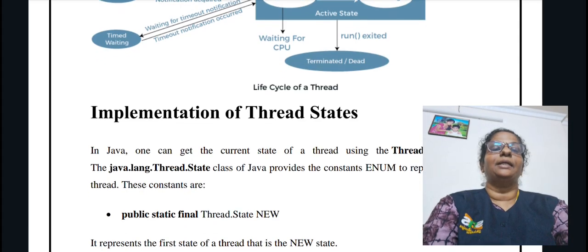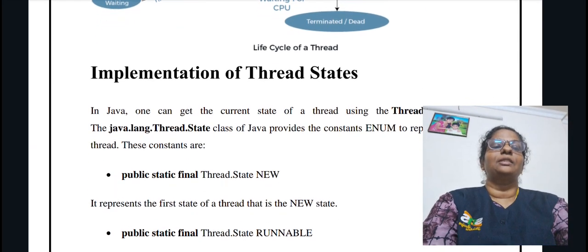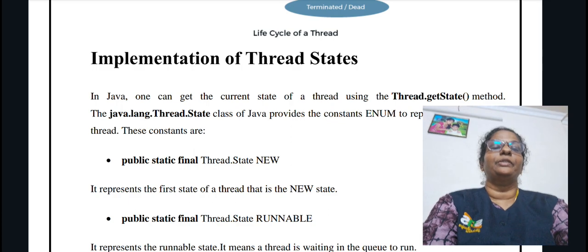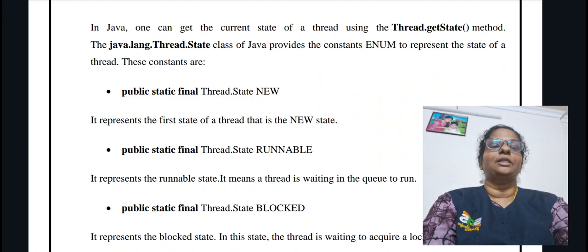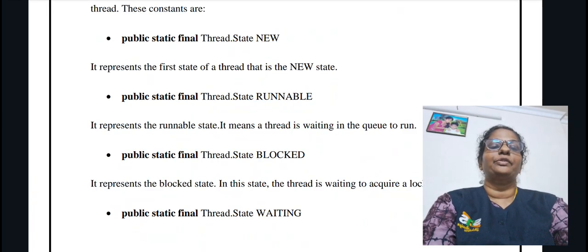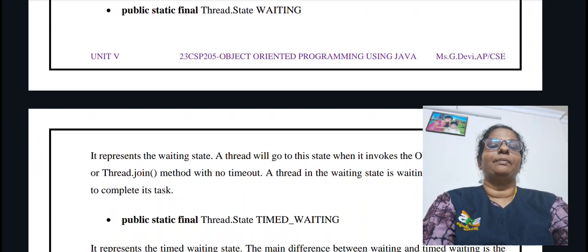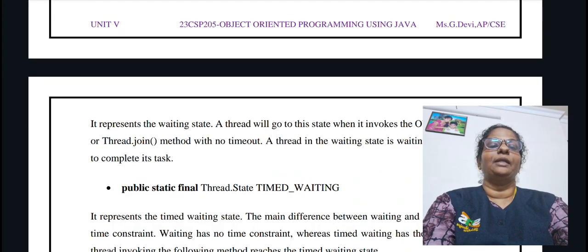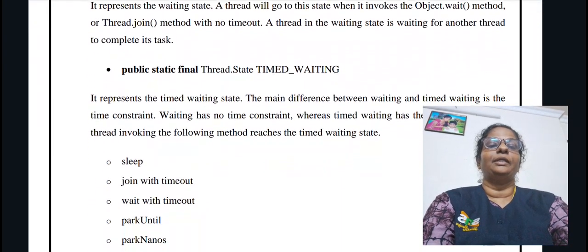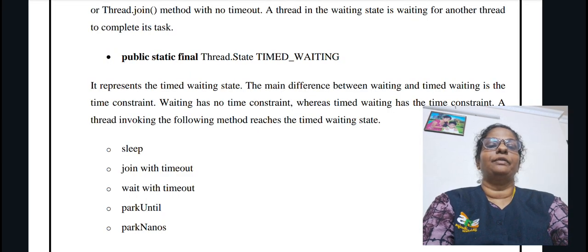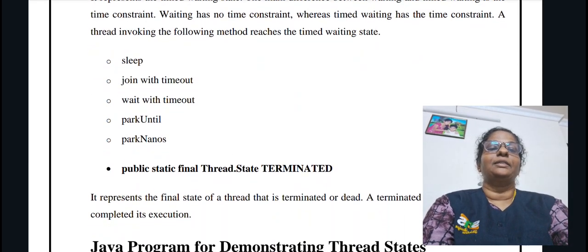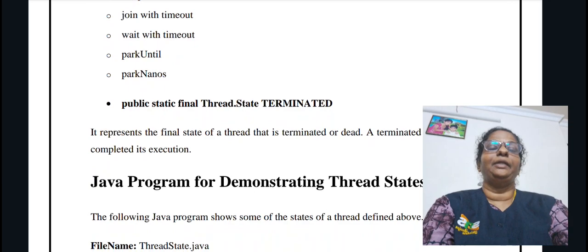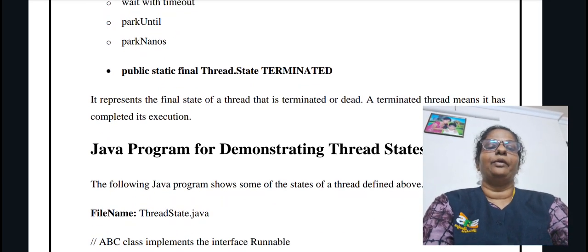Implementing threads in Java, we use code as follows: creating a thread gives the new state. Runnable is after getting some instructions, it runs. After that, waiting or blocked states are used to block the thread, and waiting is declared in a public final manner. Timed waiting has sleep, join with timeout, wait with timeout, parkUntil and parkNanos. Then terminated ends the simple program in this way.